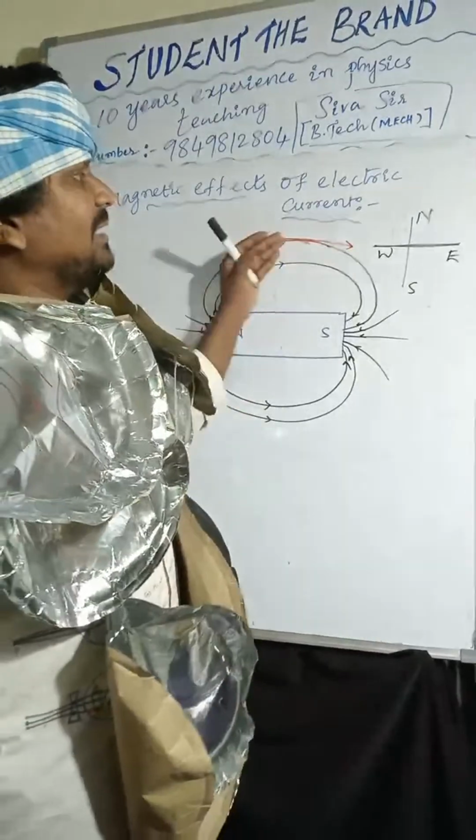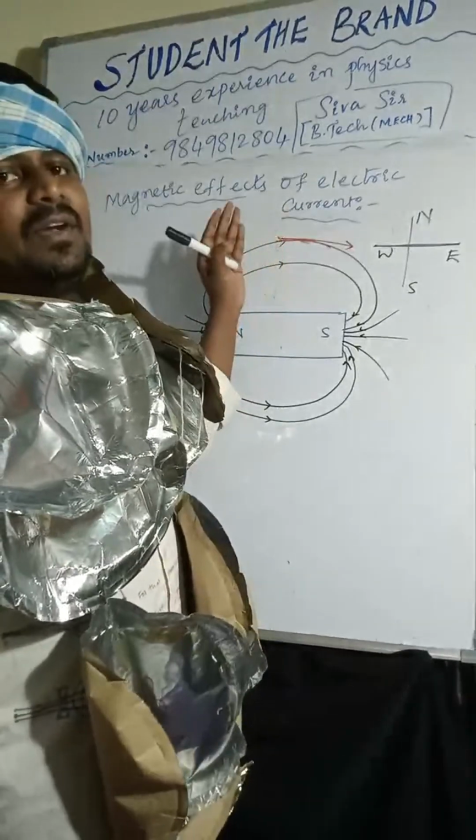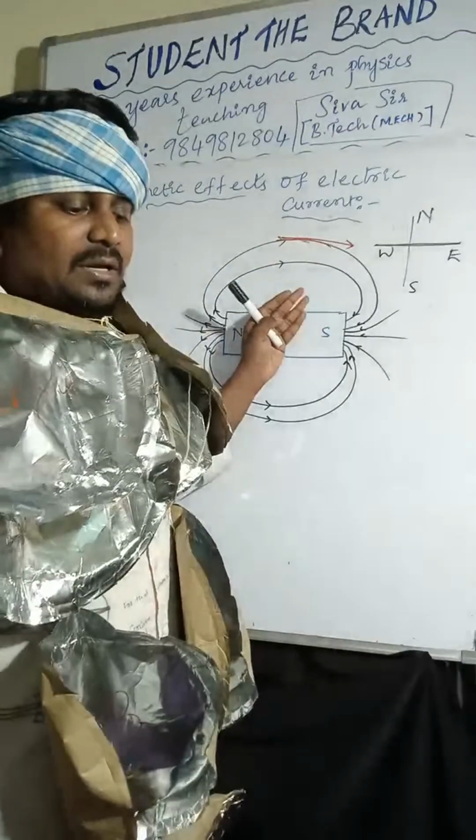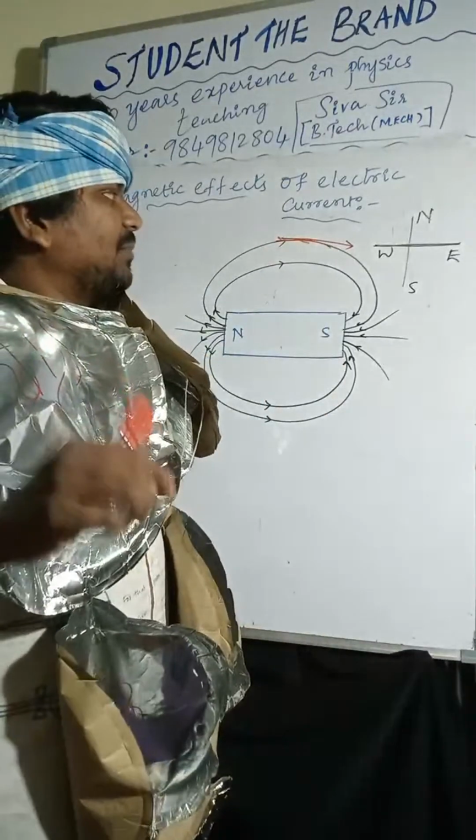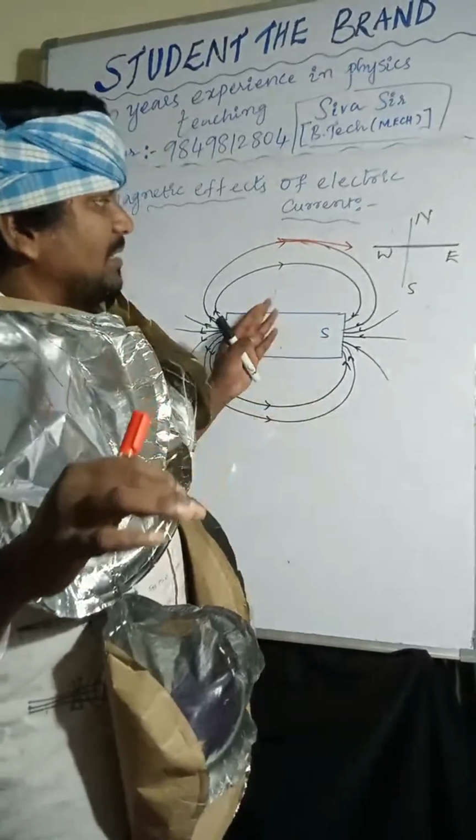Okay, the tangent shows the direction of the magnetic field at that point. Understood? Is it clear? Yes. Now we are going to discuss one more point. This is about the magnetic field.